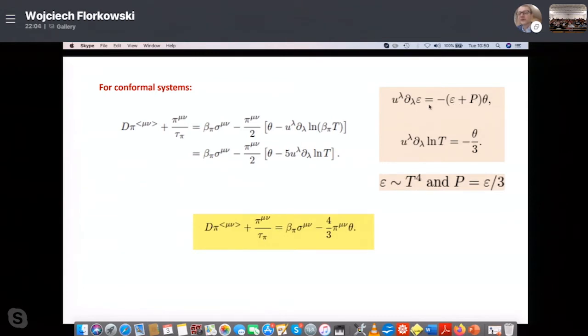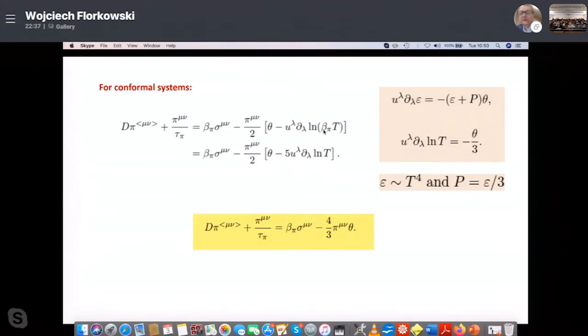So actually, the equation discussed yesterday, the equation which is entropy conservation, describes how the temperature changes in time. This change is given by the expansion scalar. So we can put everything into the hydrodynamic equations, which then become quite simple and maybe easier to understand in terms of what's going on inside.